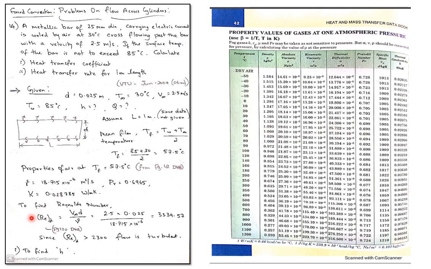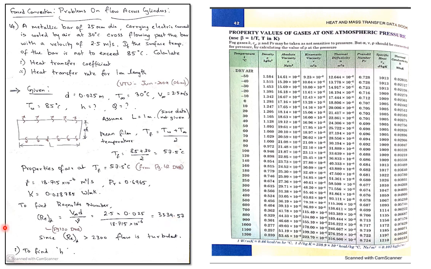After that, you need to find the Reynolds number to decide whether the flow is turbulent or laminar. Reynolds number is equal to u into d by mu, where d is the diameter of the bar. You need to substitute in terms of meters, and we'll get the Reynolds number. Since the Reynolds number is greater than 2300, the flow is declared as turbulent.